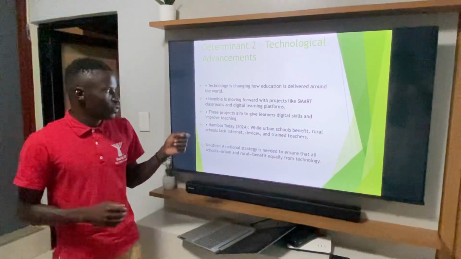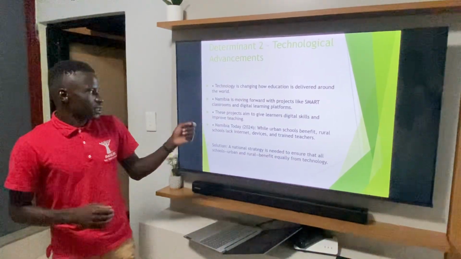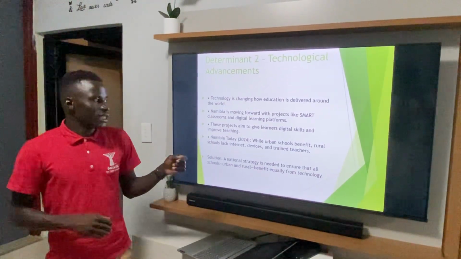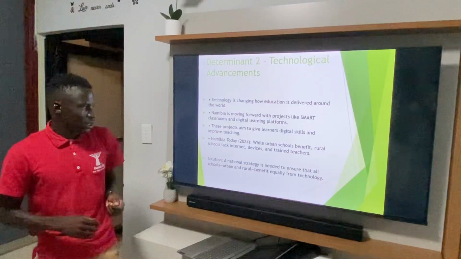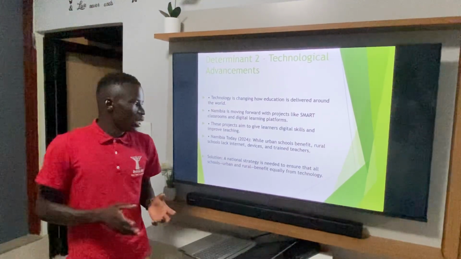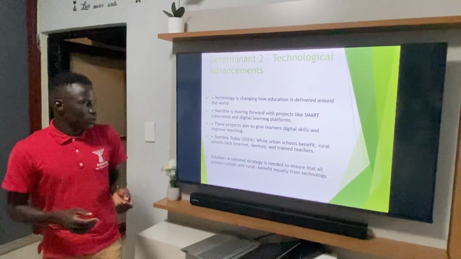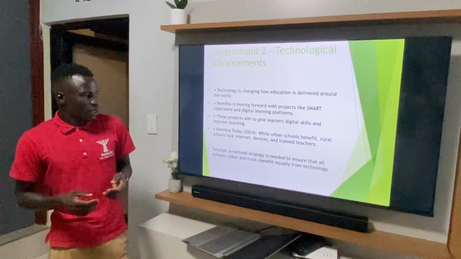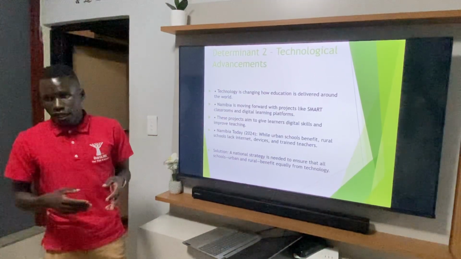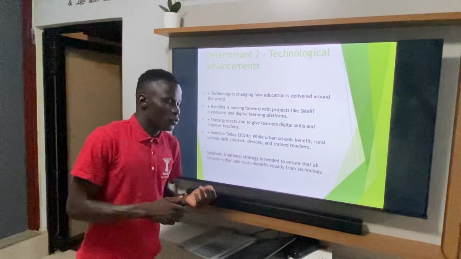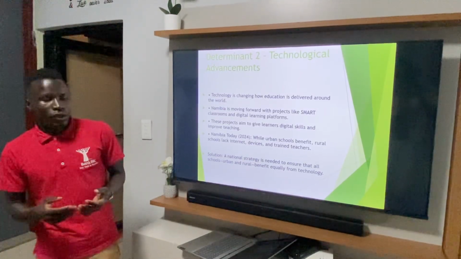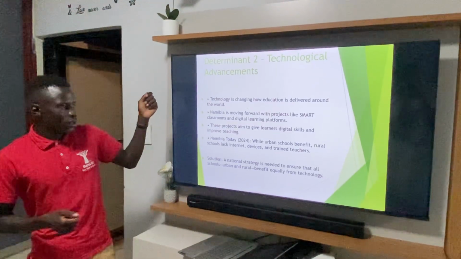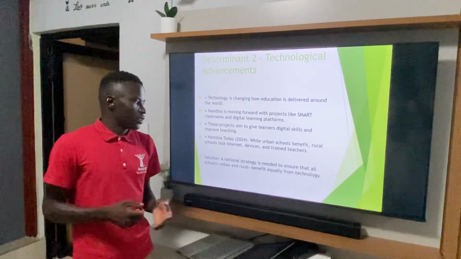So Namibia is moving forward with projects like Smart Classroom and Digital Learning Platform. These projects aim to give learners digital skills and improve teaching. While urban schools benefit, rural schools lack internet, devices and trained teachers, which also does not give learners in rural areas a chance to study about devices such as computers.